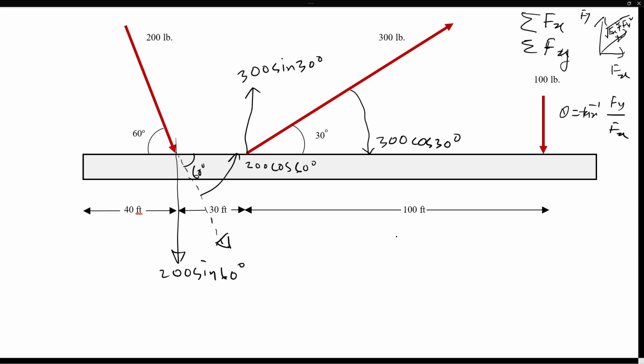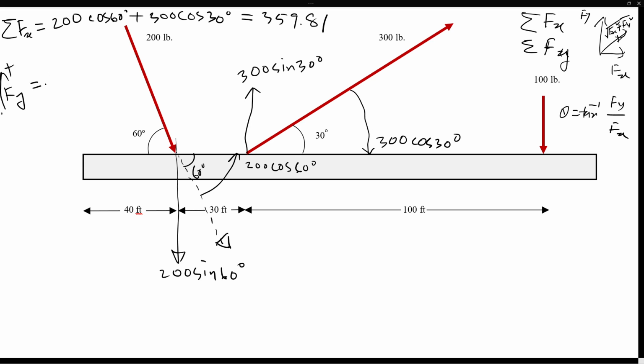Now if you do the summation of x's and summation of y's, so summation of all x direction forces, that would be 200, that's in the positive direction, cosine 60 degrees, plus the 300 cosine 30 degrees. So if you add these two components, we'll get 359.81.